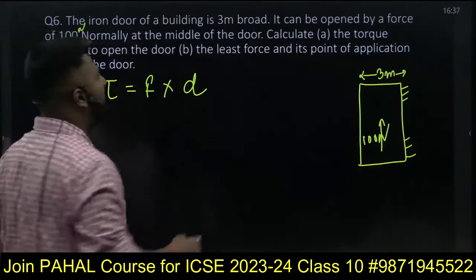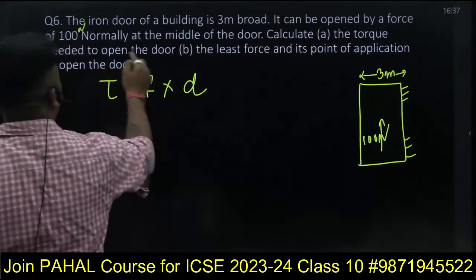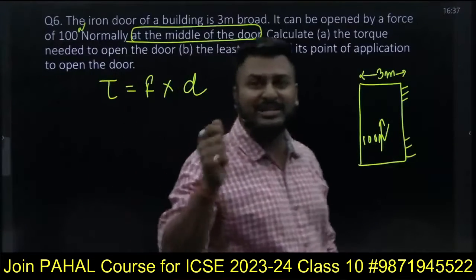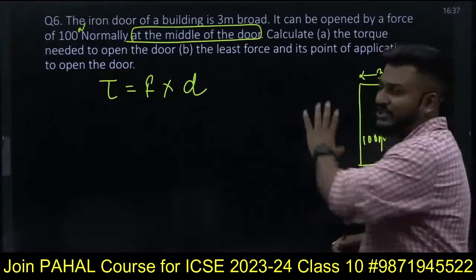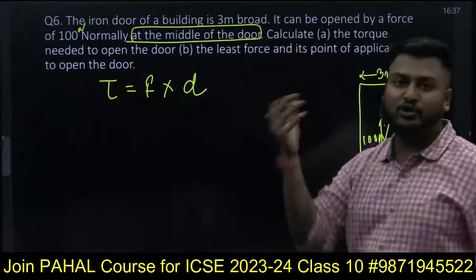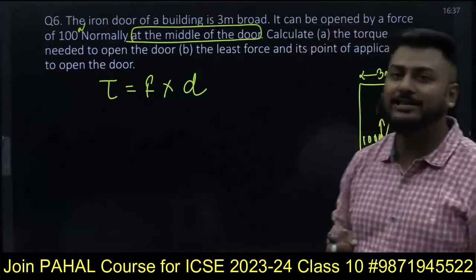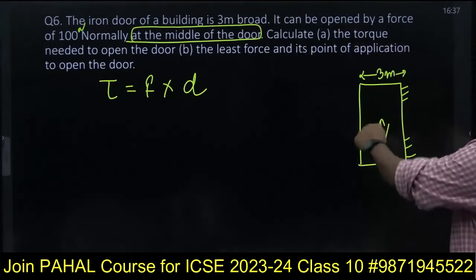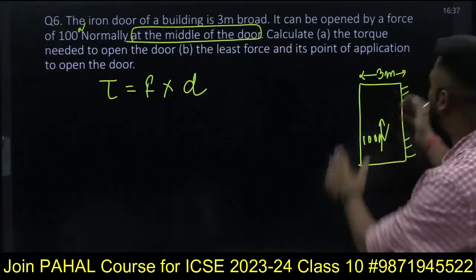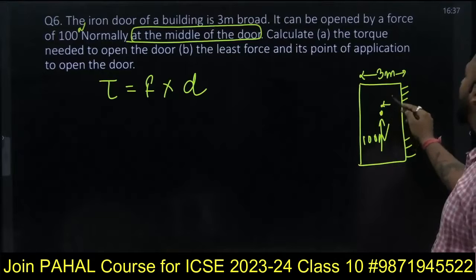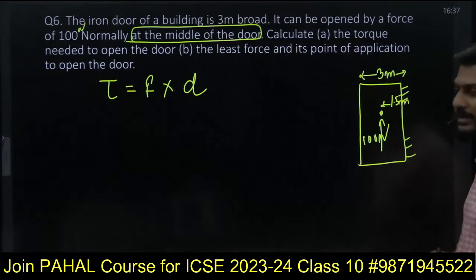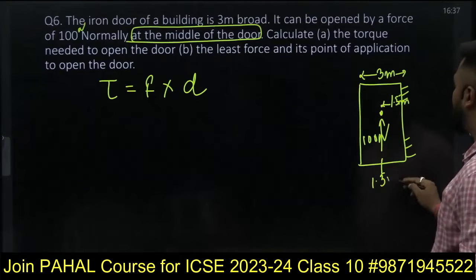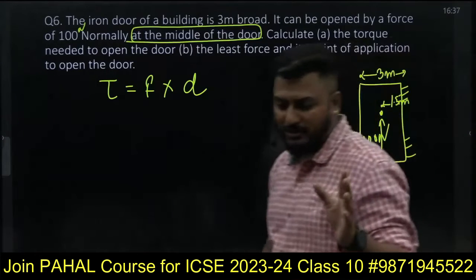Now in the question it says that it can be opened by a force of 100 Newton at the middle of the door. This is the basic thing that you have to look into in the question. This is the point where most students would ignore this, and then the answer would become wrong. Middle of the door they are asking. They are not asking at the other end of the door. So if the door is 3 meters wide, the midpoint would be at 1.5 meters. Yes or no? If the total is 3 meters wide, then the midpoint would be at around 1.5 meters. Right or wrong? Is this clear to everyone?